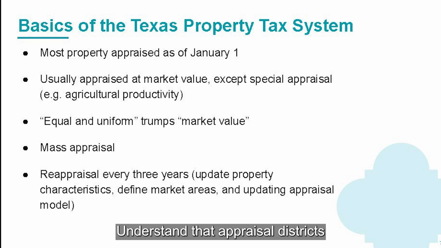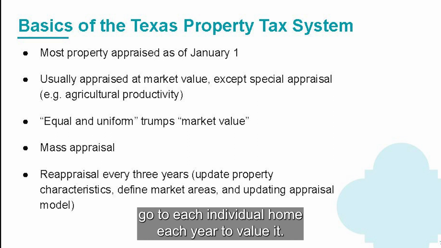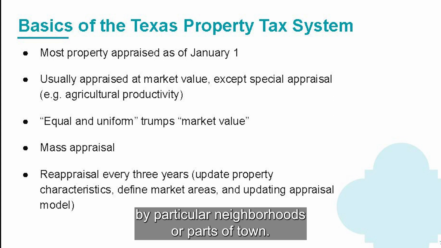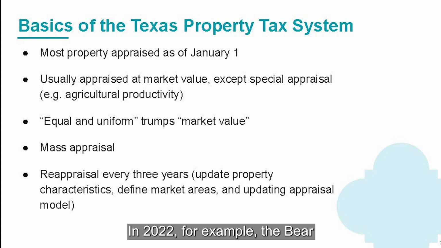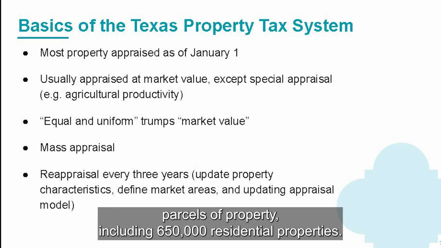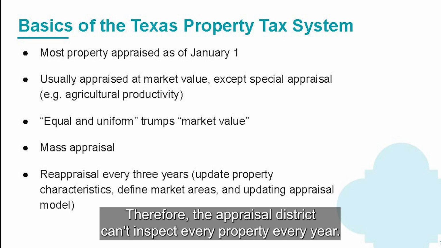Understand that appraisal districts use mass appraisal techniques, meaning that they don't go to each individual home each year to value it. They value all of the parcels as a group by particular neighborhoods or parts of town. In 2022, for example, the Bear Appraisal District was responsible for appraising approximately 730,000 parcels of property, including 650,000 residential properties. Therefore, the appraisal district can't inspect every property every year.